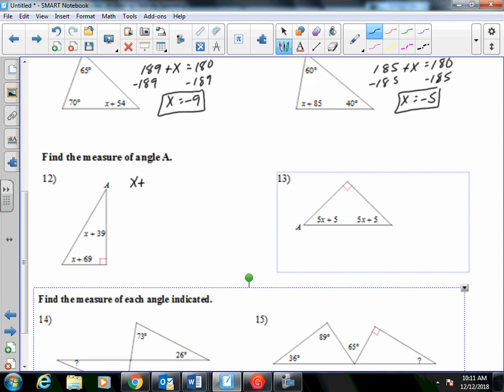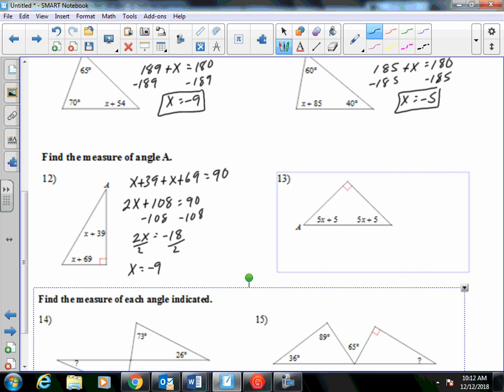So x plus 39 plus x plus 69 is going to have to equal 90. So that's going to be 2x plus 108 equals 90. Subtract 108. 2x equals negative 18. Divide by the 2, we get x equals negative 9.